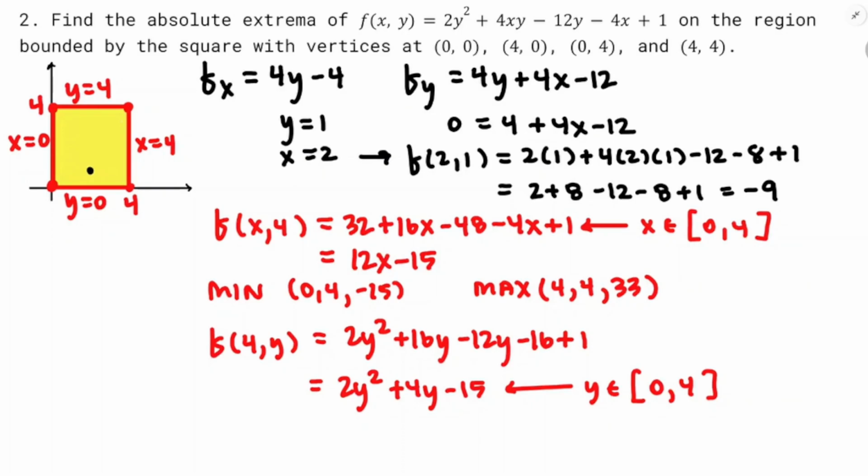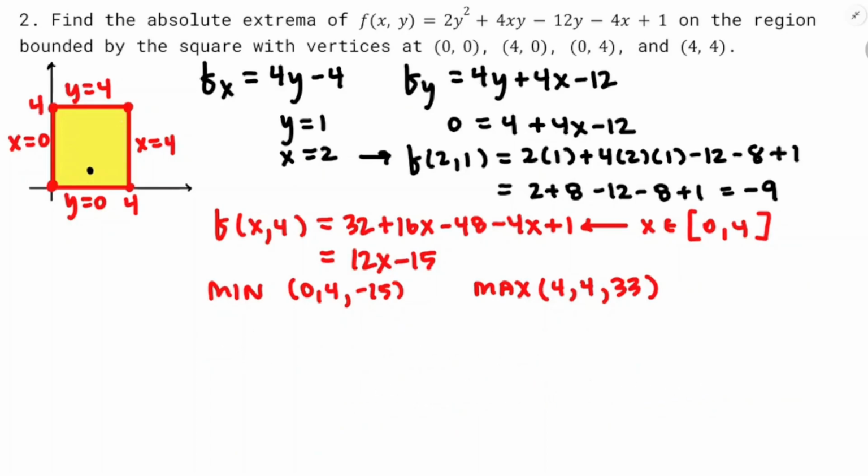I'm going to test where y equals 0, 4 and 0, that's going to give me negative 15. I've definitely seen that already. And 4 and 4, I've already checked that too, so I'm just going to get rid of all of this. And I'm going to say, all right, the minimum is 0, 4, negative 15, and the maximum was 4, 4, 33.